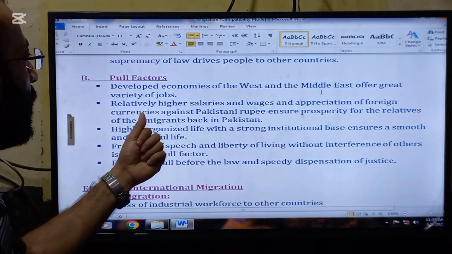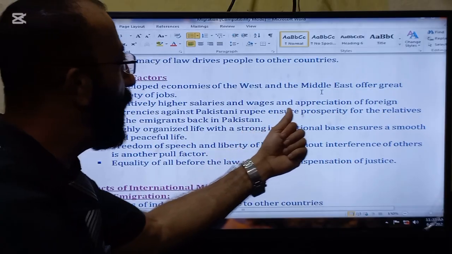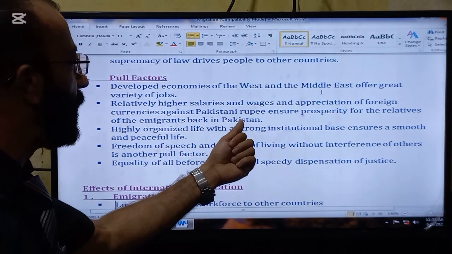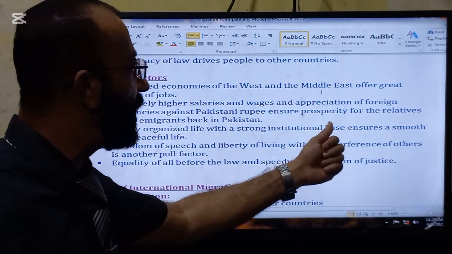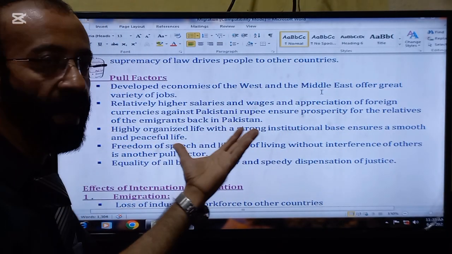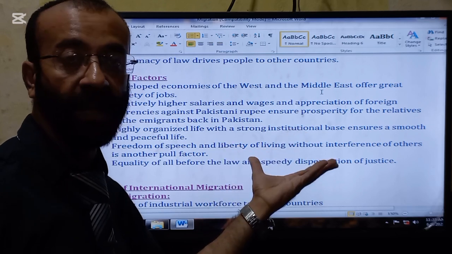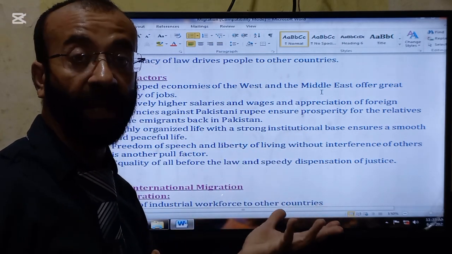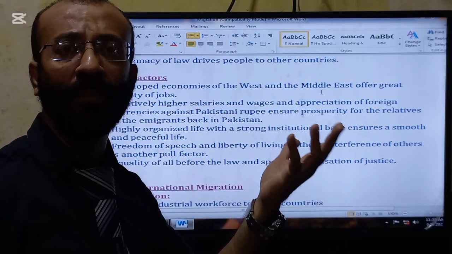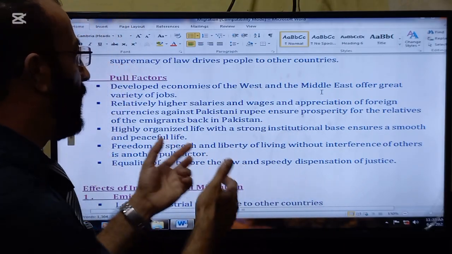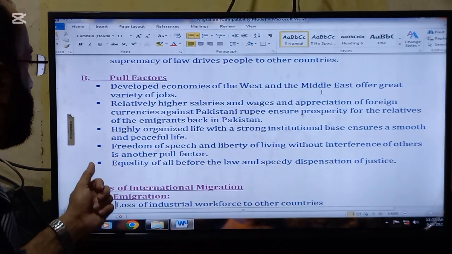Next is relatively higher salaries and wages, and appreciation of foreign currencies against the Pakistani rupee, which ensure prosperity for the relatives of the immigrants back in Pakistan. So this is another very strong reason, like the appreciation of foreign currencies. Foreign currencies are much costlier as compared to the Pakistani rupee. So this is another very strong reason.